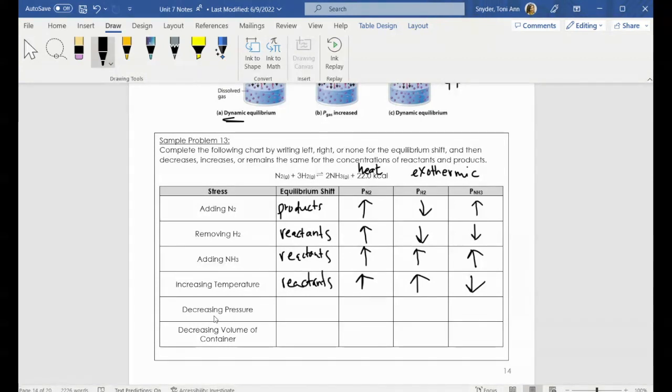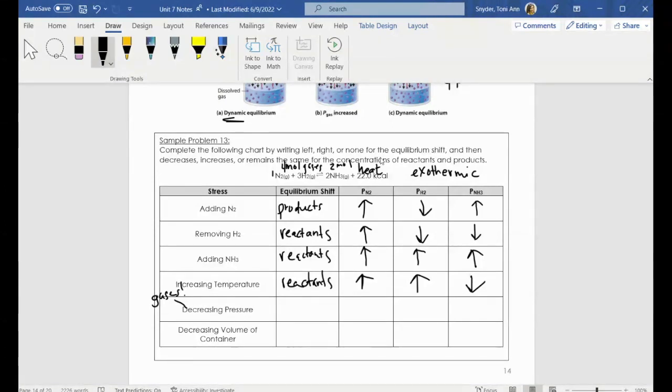Let's say I decrease the pressure. Remember, pressure is only affected by gases, or gases are only affected by pressure. So in this case, I do have gases in this example, so this will work out. On my reactant side, I have 1 nitrogen and 3 hydrogens. So that means I have 4 moles of gases present on my reactant side. On my product side, however, I have 2 moles of gases.